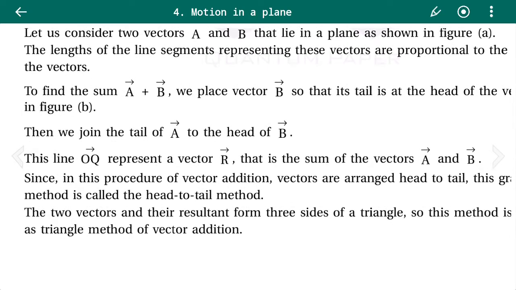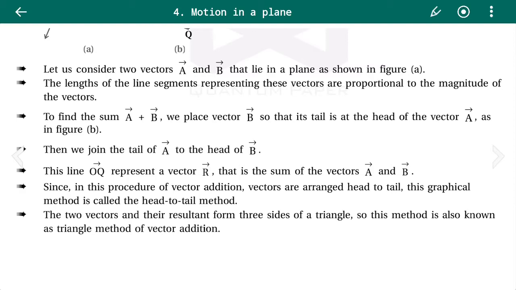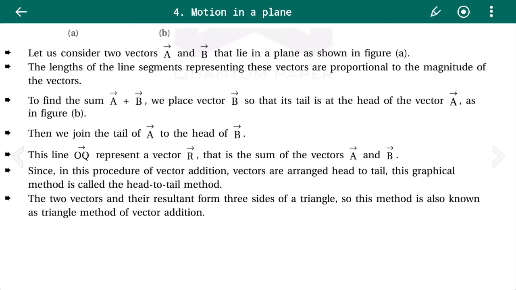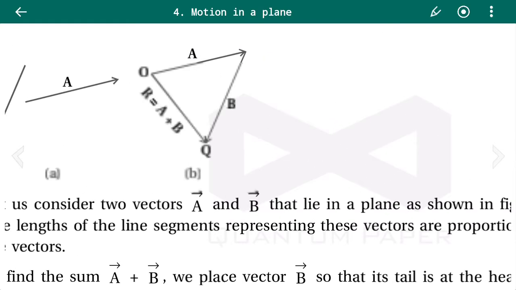Since in this procedure of vector addition, vectors are arranged head to tail, this graphical method is called the head to tail method. The two vectors and the resultant form three sides of a triangle. So this method is also known as the triangle method of vector addition.